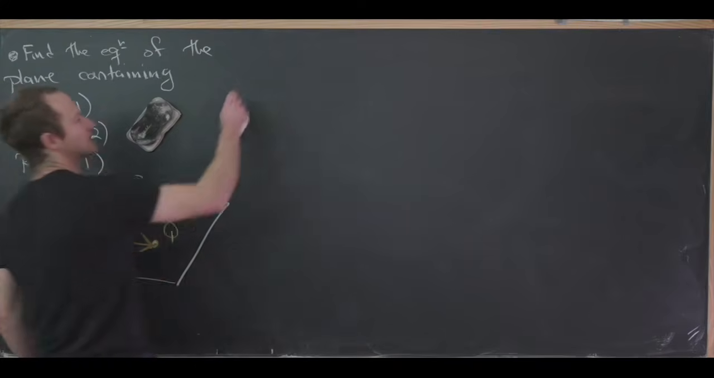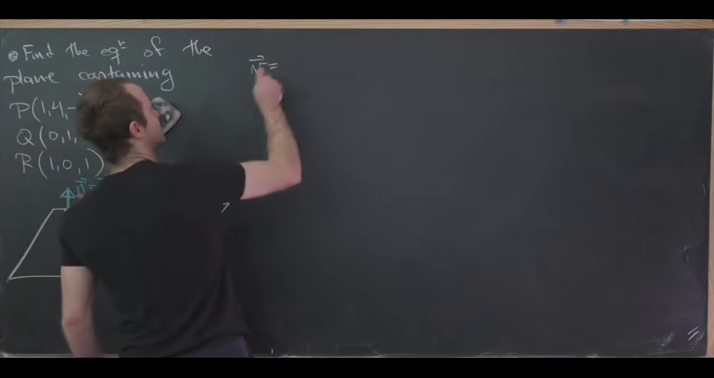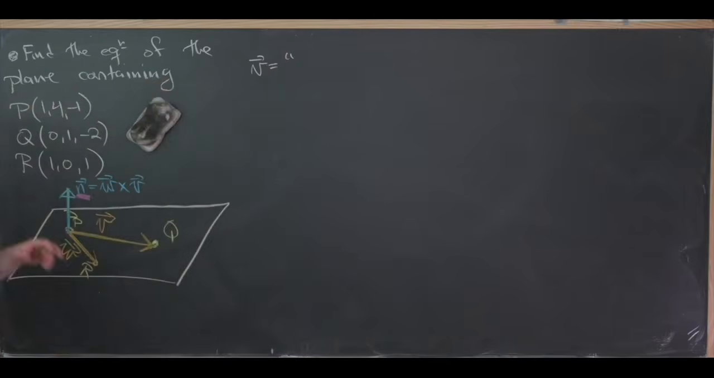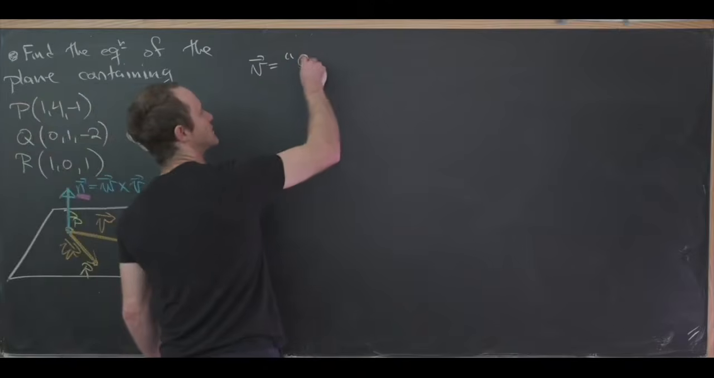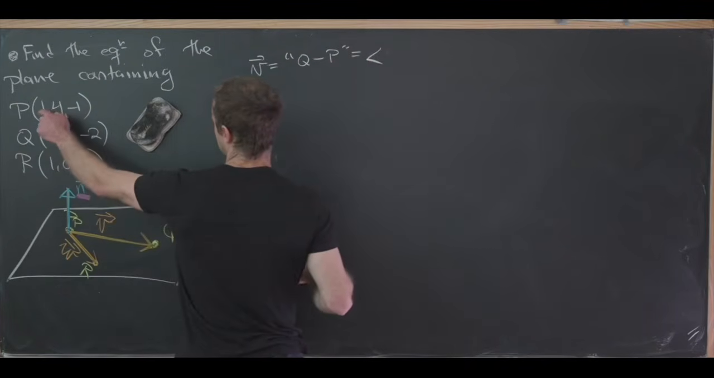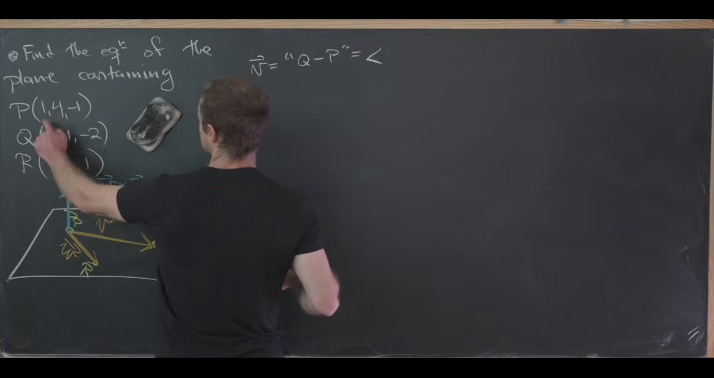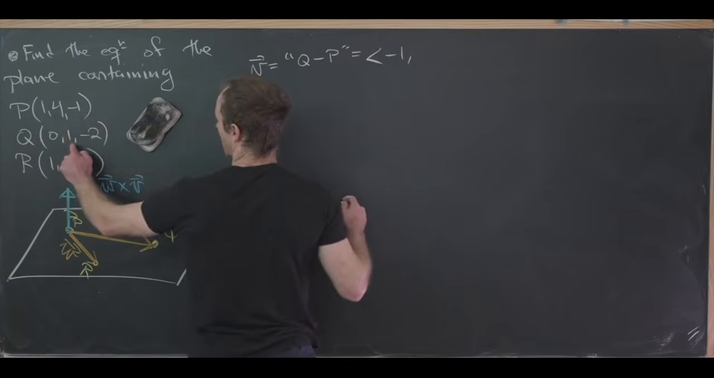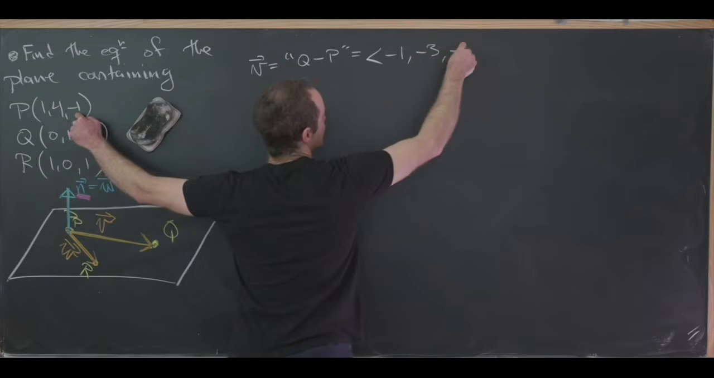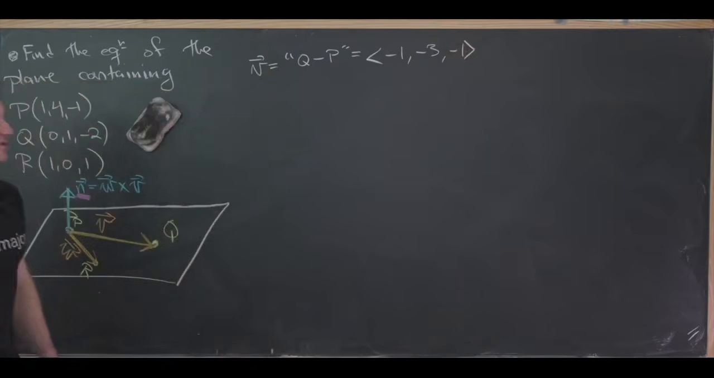Okay, so now let's quickly calculate V and W. So notice that V will be equal to, and I'm going to write this in quotes, this works, but it's like the point Q minus the point P. So I'll write this as, in quotes, Q minus P. So we'll take Q, which is (0, 1, -2), and subtract P, which is (1, 4, -1). So 0 minus 1 is -1. 1 minus 4 is -3. Finally, -2 minus 1 is -1. So that will be my vector V.